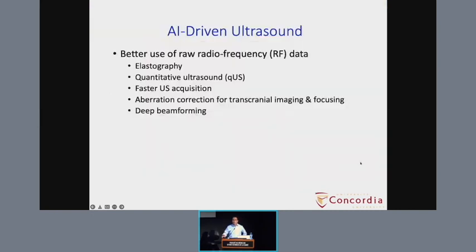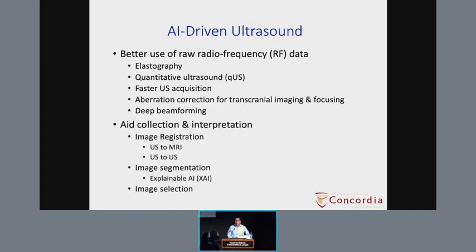So based on that, my talk has 2 fronts. The first front is on better use of raw data to get more out of ultrasound. And the second front is on aiding collection and interpretation of ultrasound images. And both of them will be with the help of AI. So first, I will talk about ultrasound elastography.